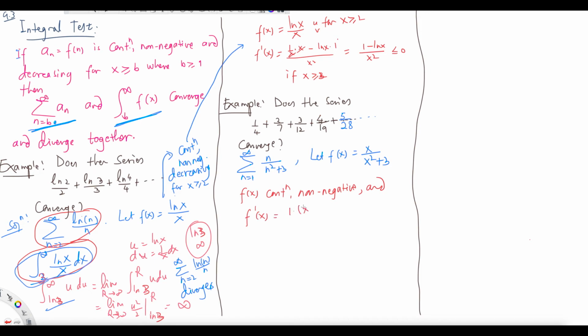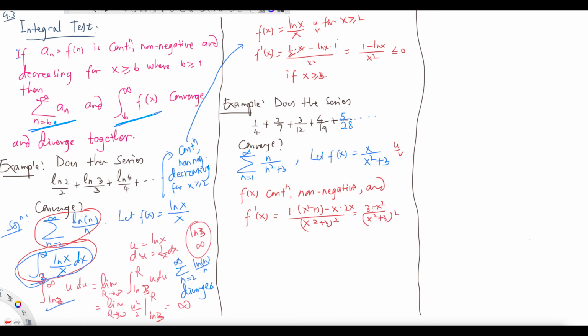Let us find out what f prime of x is. Using the quotient rule with u over v, we get 1 times x squared plus 3 minus x times 2x, divided by x squared plus 3 squared. So you get x squared plus 3 minus 2x squared, which is 3 minus x squared divided by x squared plus 3 squared.